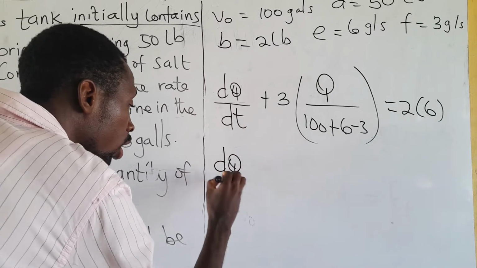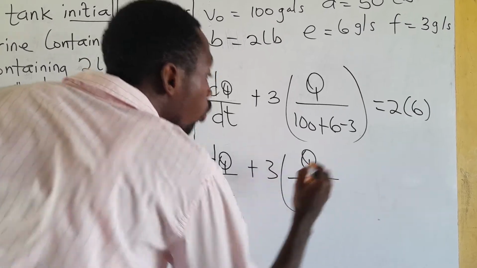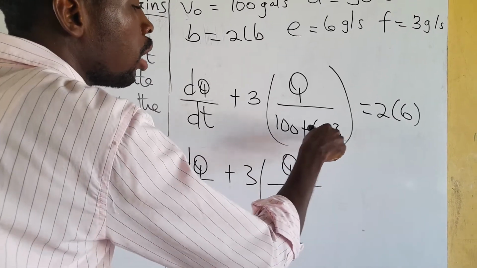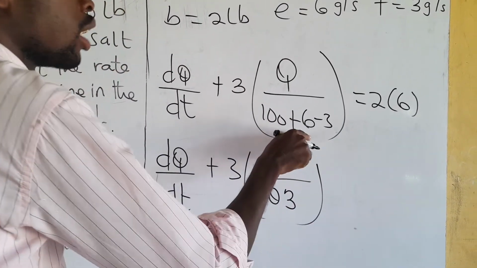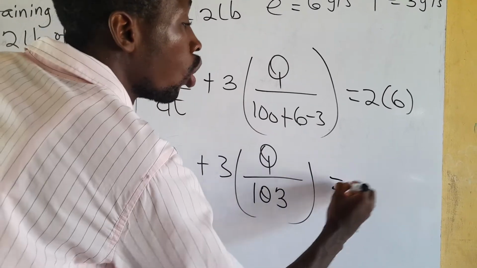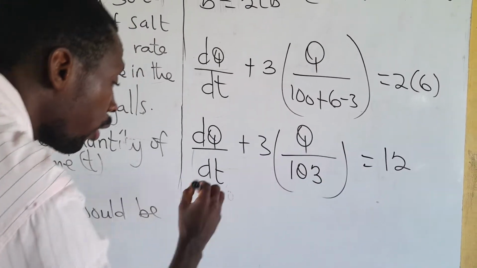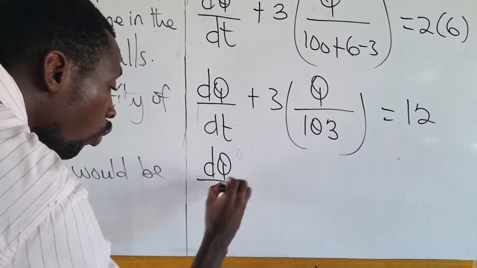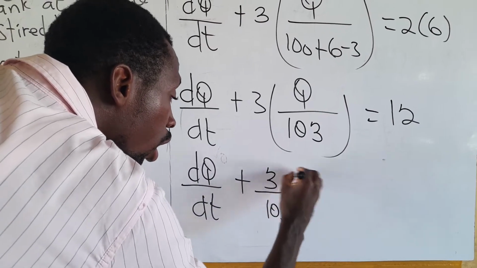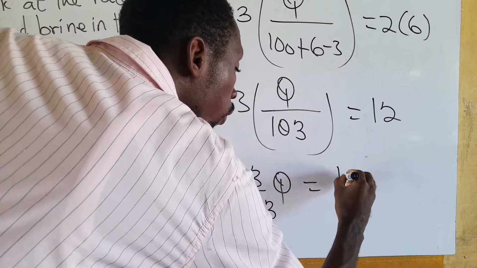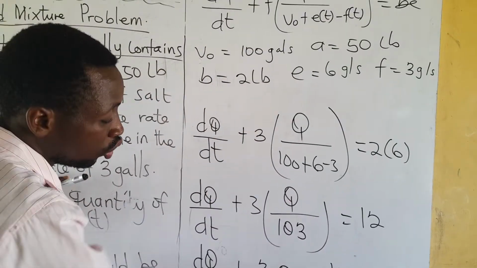So our dq over dt plus 3 bracket q all over 100 plus 6 minus 3, that will be 103. So 100 plus 6 is 106, minus 3 will be 103. Is equal to 2 times 6, which is 12. Now we can rewrite this as dq over dt plus 3 over 103 q is equal to 12. Look at that. Our big formula is reduced to a very simple form.